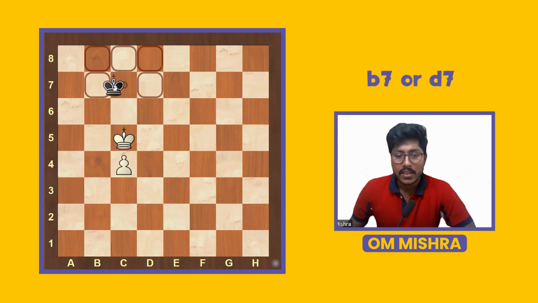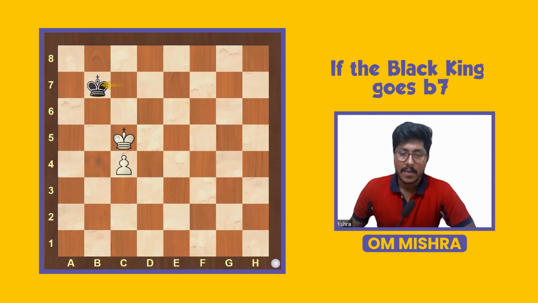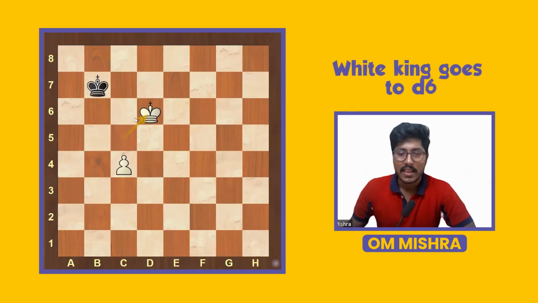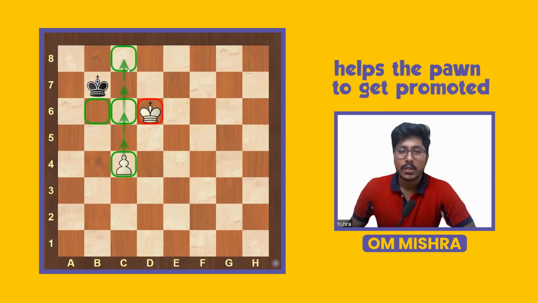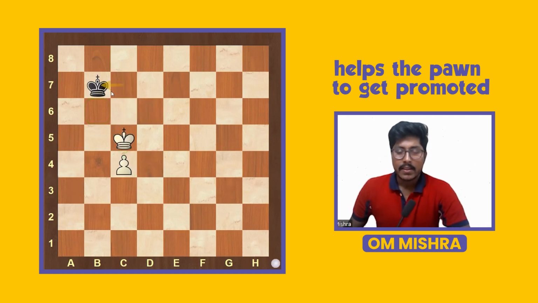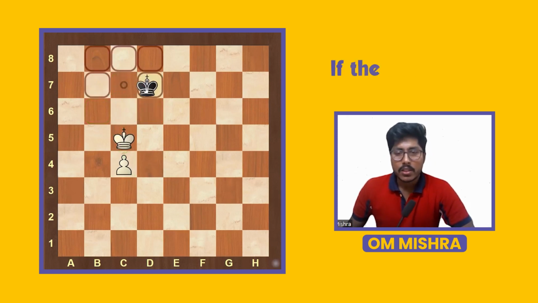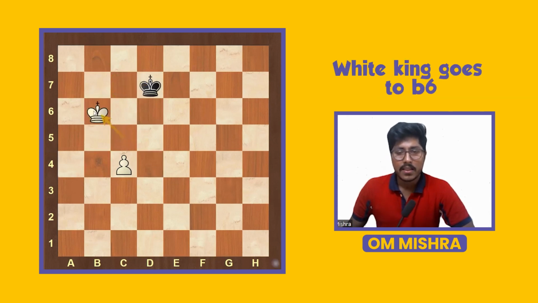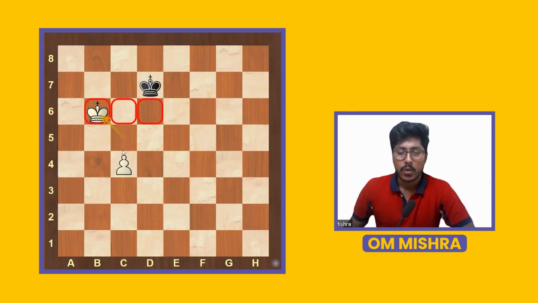So if the black king goes to b7, my white king is going to d6. And of course, among these three key squares, now my king is taking one of the key squares. And it will help my pawn to get promoted on the last rank of the opponent and become the desired piece. Well, coming back to this, if the king goes this way, we can go to b6. Exactly the same. We are taking one of the key squares and it helps us in promoting the pawn to queen.